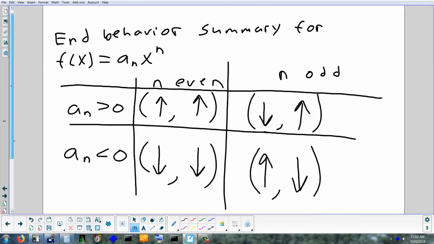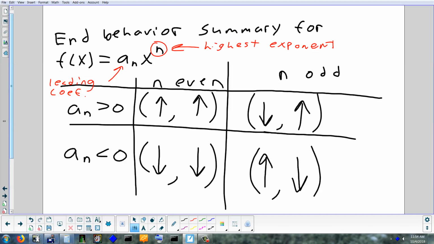So let's look at a table that tells us exactly what the end behavior is going to be based on only 2 things. The highest exponent, and the leading coefficient. If the highest exponent is even or odd, that tells you something. And then if the leading coefficient is positive or negative, that tells you the other thing.